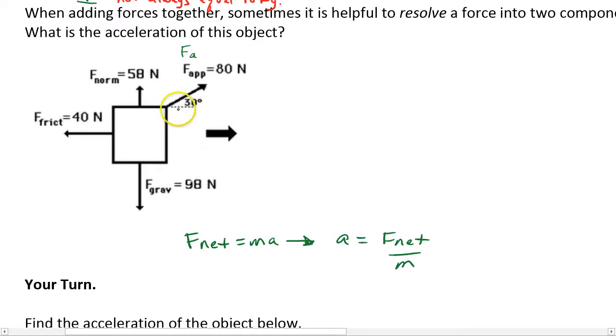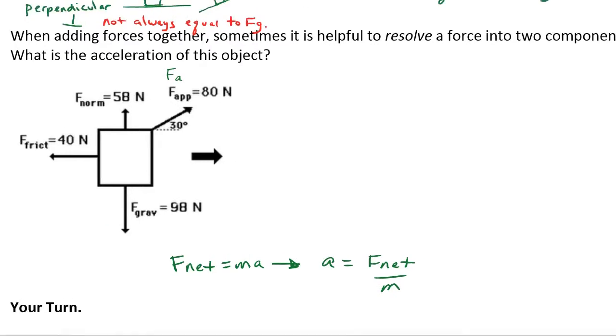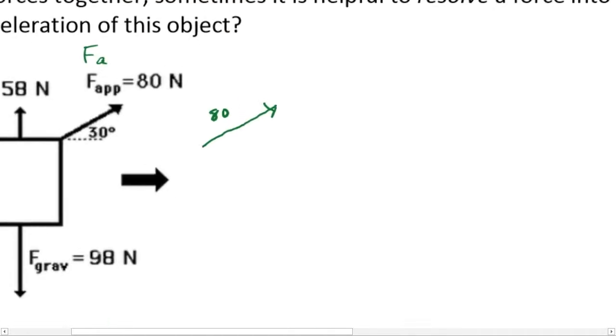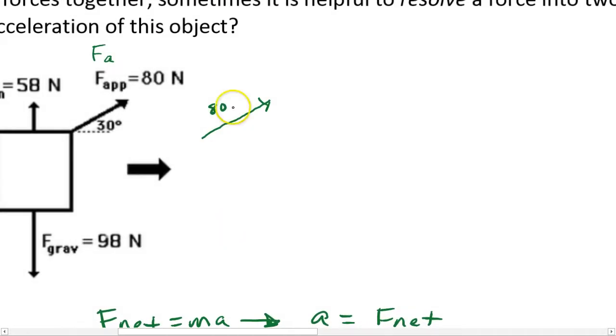If this was either horizontal, going straight to the right, or if it was vertical, straight up, it'd be so much easier to add these together. So what we're going to do is what was mentioned up here: resolve the force into the two components. So I'm going to take this applied force, I'll redraw it here. I'll zoom in a little bit. This is 80 newtons, and this angle here is 30 degrees.